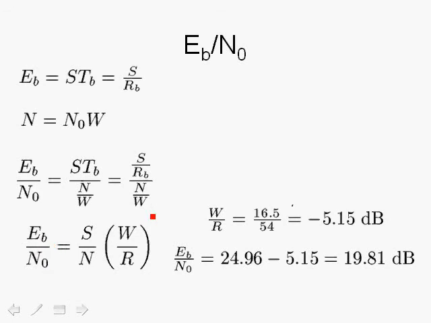Eb/N0 is used in plotting the bit error rate versus Eb/N0 in order to compare the performance of various modulation schemes, and we will show that in a minute. For OFDM, the bandwidth W equals 16.5 megahertz, and the bit rate at 54 megabits per second is of course 54. So W over R is equal to minus 5.15 dB. We already obtained the signal-to-noise ratio at 54 megabits per second, which was close to 25 dB. We subtract 5.15 and we obtain 19.8 dB for Eb/N0 for 54 megabits per second.